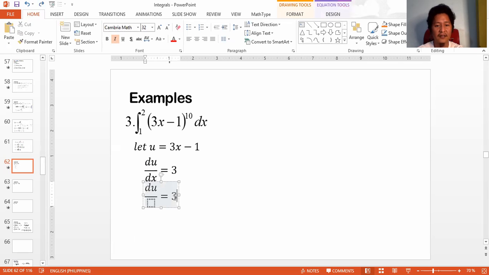Okay? And then I just divide by 3. So ilagay ko yung 3 dito. Okay, bakit ko ginagawa yan? Kasi ang kailangan ko ay itong 3x minus 1 mapalitan ko ng u at saka yung dx. So I need to have a dx in terms of du.